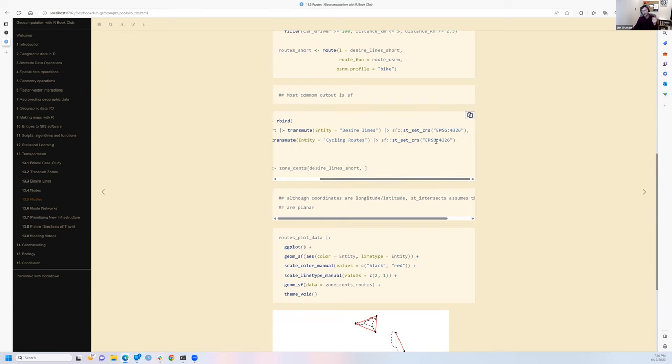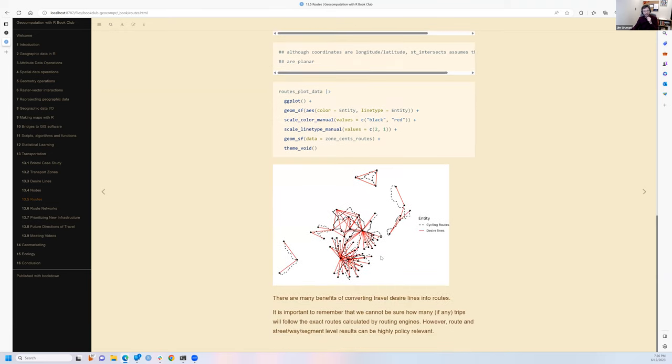Oh, and we've got to align them on the same CRS, recall from a past chapter. So I thought this map was really interesting. So we've got desire lines of where people want to go and short cycling routes superimposed on one another. So you can see what cycling routes are useful to people, or depending on the condition of those routes, maybe these are underserved populations.